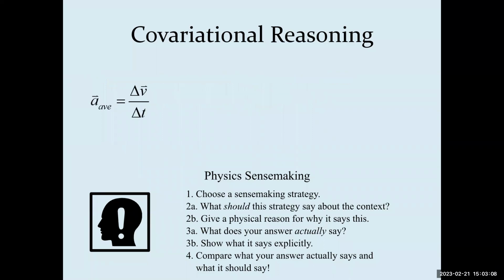I'm going to demonstrate this by thinking about the definition for average acceleration, which is the change in velocity divided by the change in time. So first of all, I want to think about what my situation should be. I know here that I have three quantities: average acceleration, change in velocity, and change in time.